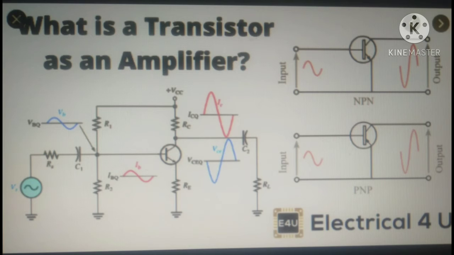Then, this is the transistor as a switch. It is used as a switch. It is operated either in cutoff or in saturation. This avoids the active region.